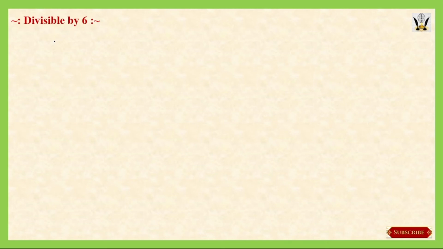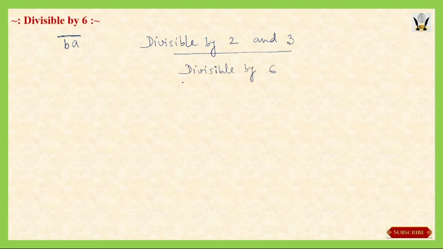Now the condition of divisibility by 6 is, suppose a number, whether it is a 2-digit number, 3-digit, or 4-digit, or even higher, if that number is divisible by 2 and 3 at the same time, then it will be divisible by 6. Now let's understand this with a few examples.